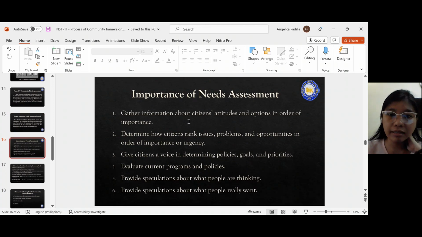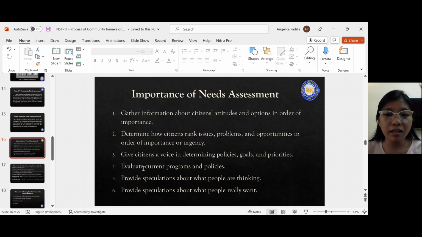Okay, importance of needs assessment: gather information about citizens' attitudes and options in order of importance. Irarank natin kung ano yung mga pinaka-kailangan ng mga taong sinurvey natin. Determine how citizens rank issues, problems, and opportunities in order of importance or urgency. Ano kaya yung para sa kanila ay urgent, yung maibsan ang kanilang kagutuman, maibsan ang pangangailangan nila sa edukasyon o kaya sa environment. Marami na bang nagkakasakit dahil sa pollution, water pollution, air pollution. So ano yung mga kailangan natin gawin para masolusyonan ang mga problema na yun.